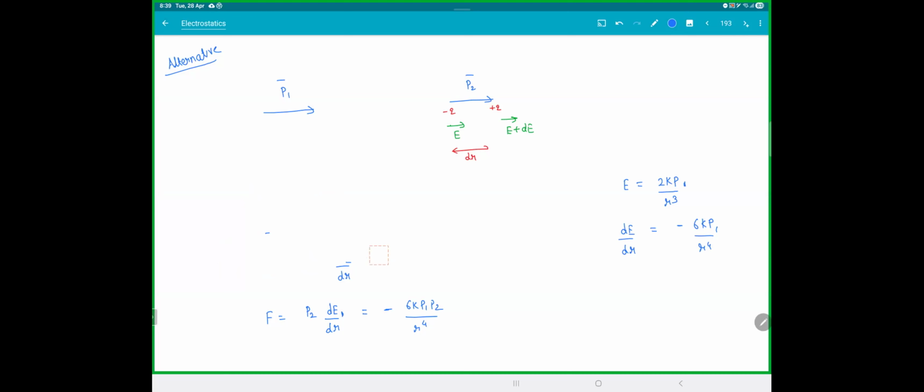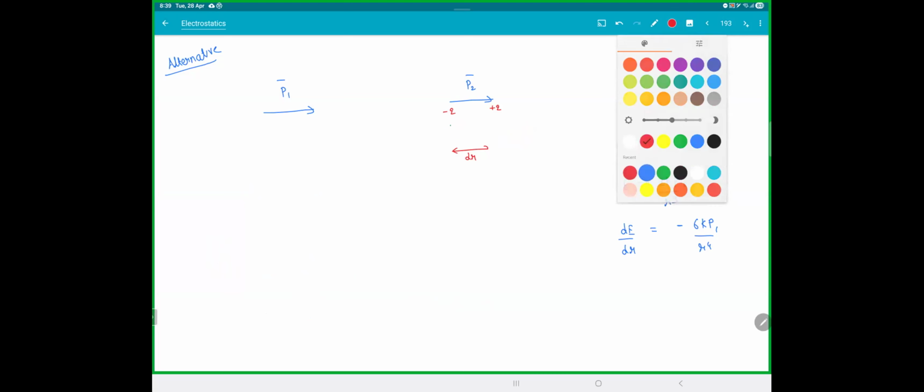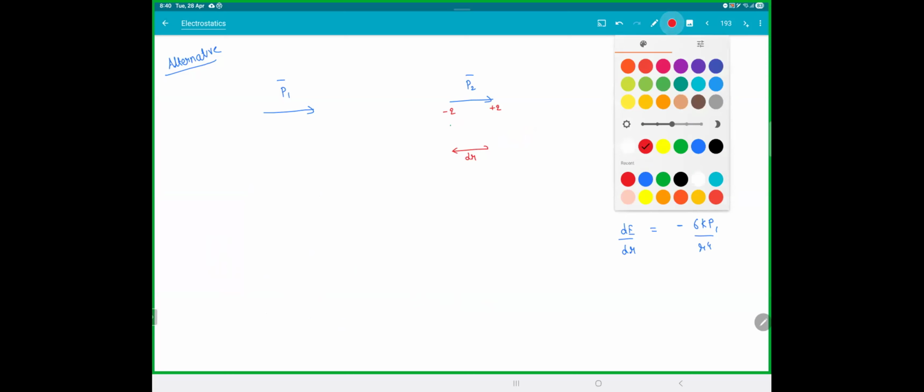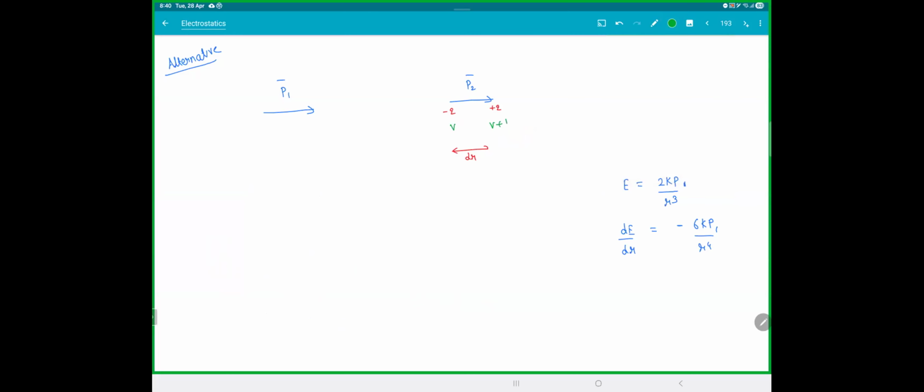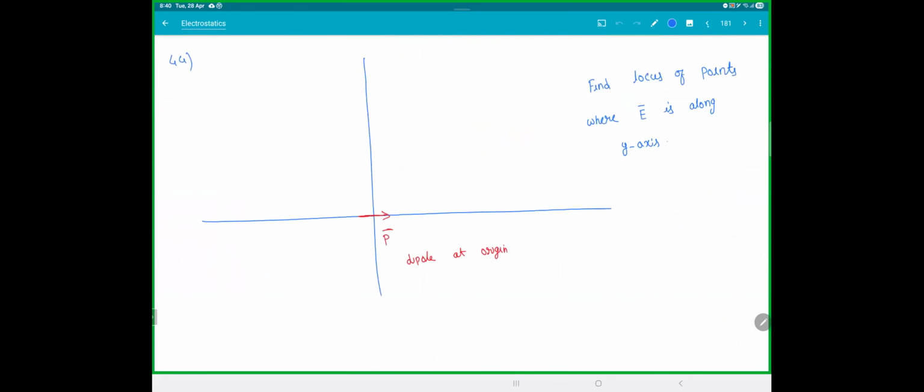Now for the potential energy, what will I do? I will say here the potential is V, and here the potential is V plus dV. And the potential V will be, what is the formula again? Kp cos theta by r square, isn't it? So that's Kp by r square. Is there a 2 there? Two Kp cos theta. There is a 2 there.